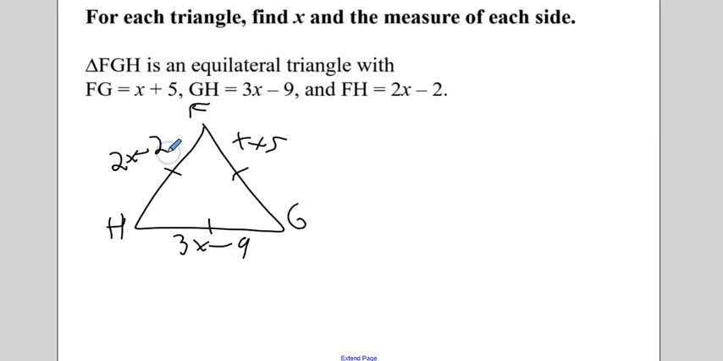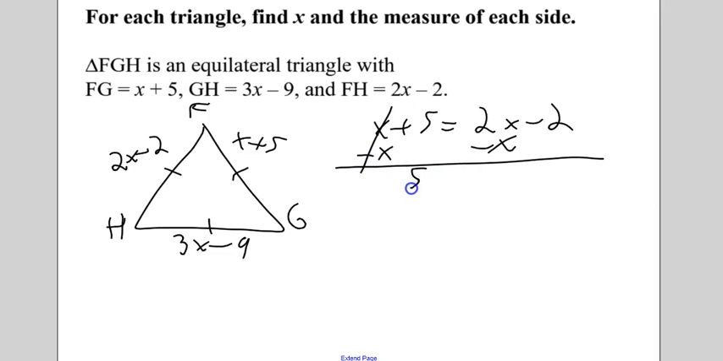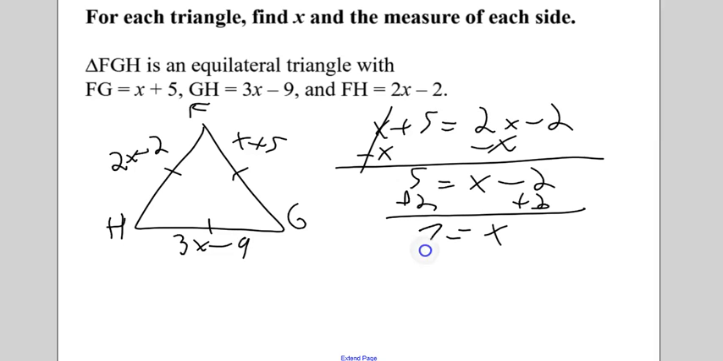Now, being an equilateral triangle, it's not as important to map it out because any 3 of the sides are equal, but it's very important for isosceles, so you can make sure you remember which sides are equal. So FG, x plus 5, equals either one. I'm going to do 2x minus 2. Again, keeping my x's positive, I'm going to move them to the right. So 5 equals x minus 2. Add 2. X equals 7.